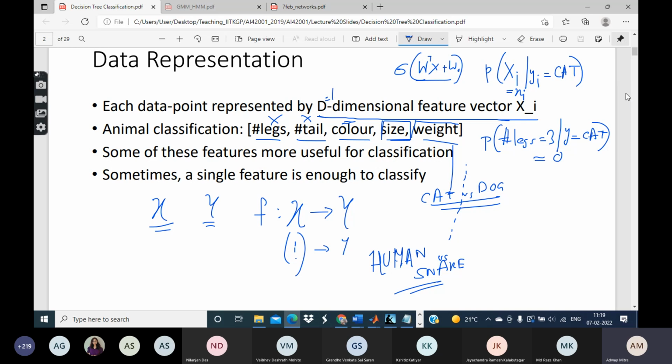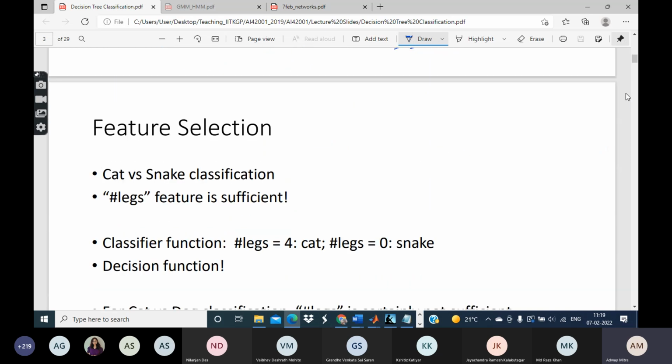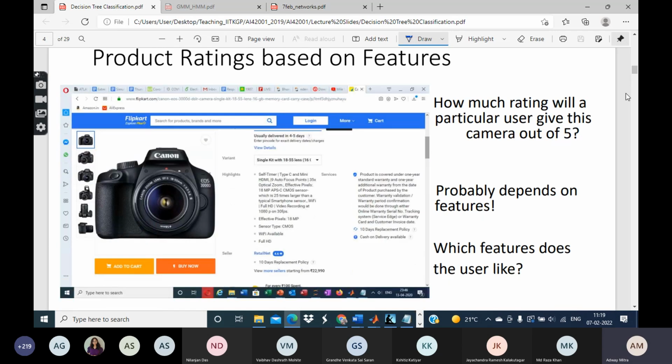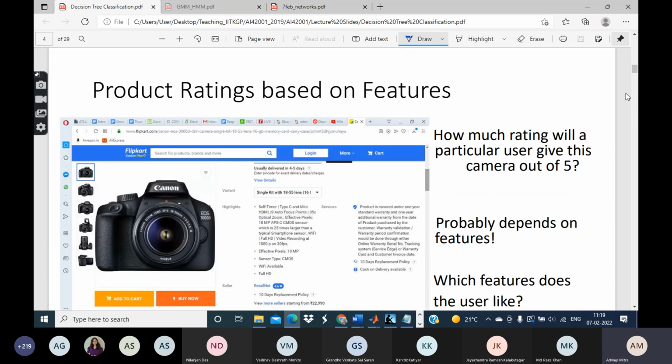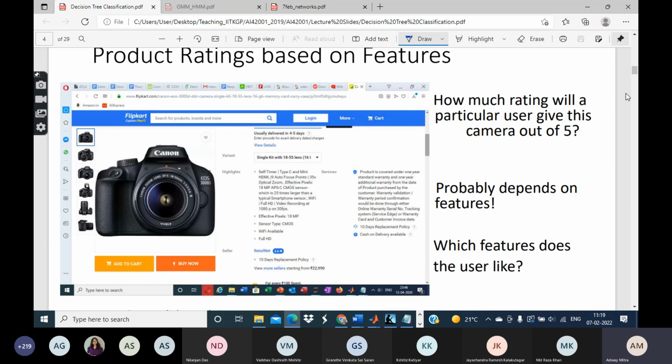So let us come to another problem with which we are all familiar. This is related to recommendation, like when we use recommendation engines on retail sites like Amazon, Flipkart, and so many others, from which we can buy some products or avail some services, and based on which we can give some feedback, right?